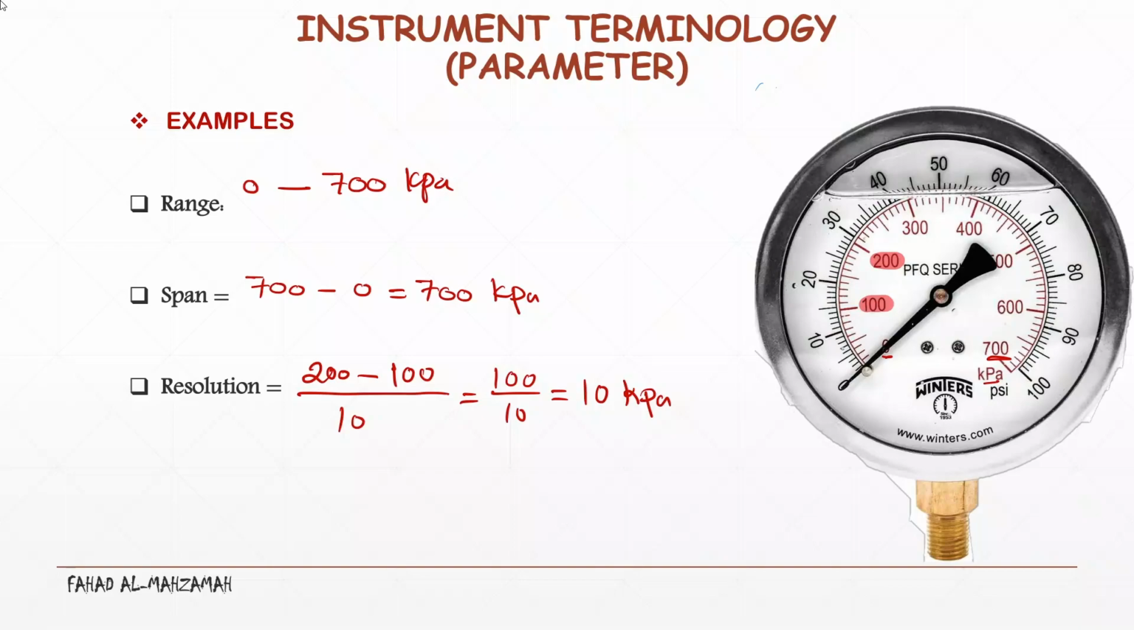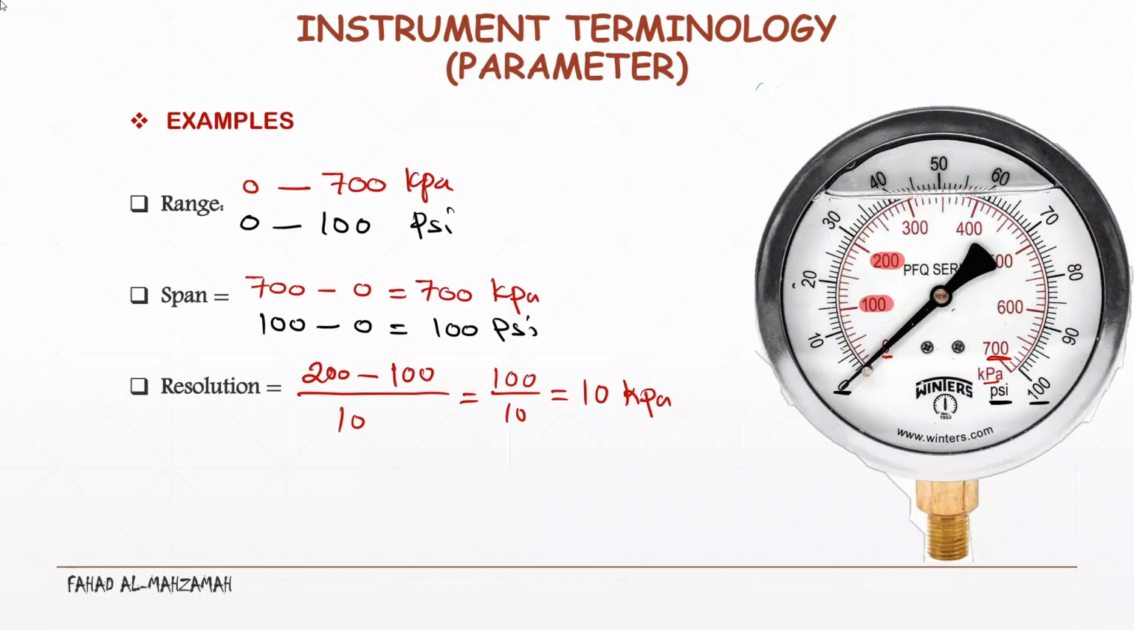Now for the second scale, which is the outer one, the range is from 0 to 100 psi. So here you write from 0 to 100 psi. The span is the difference between the maximum and minimum, so 100 minus 0, the answer is 100 psi. Again, the unit is important.